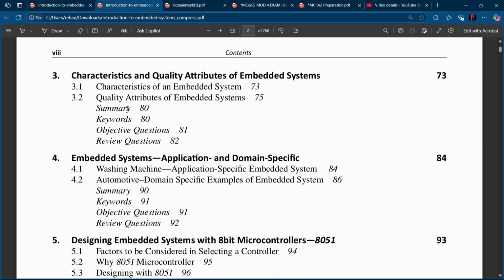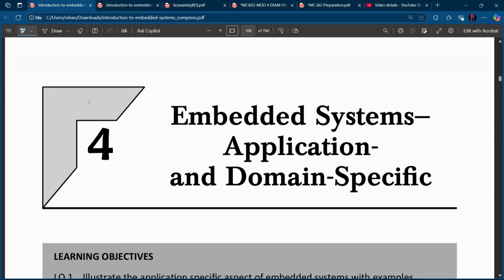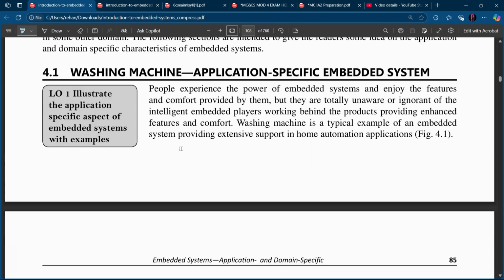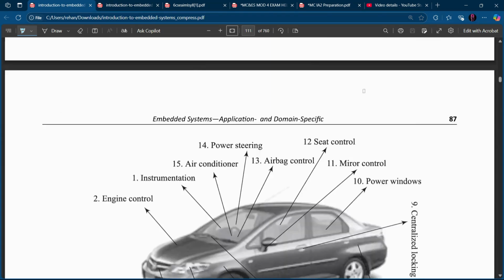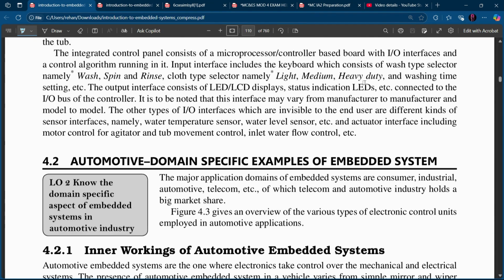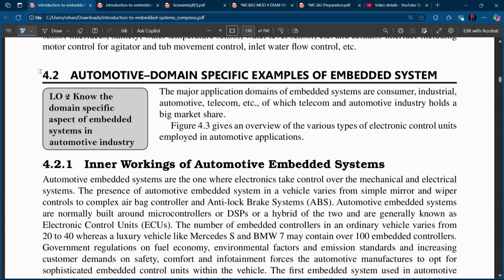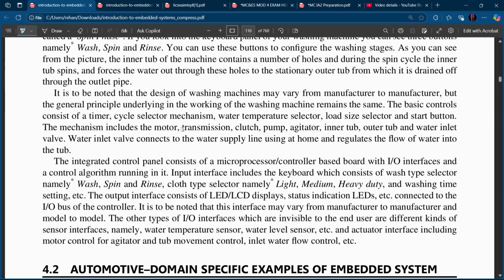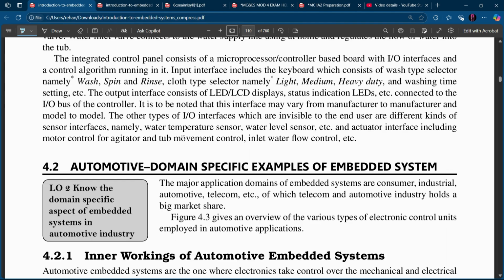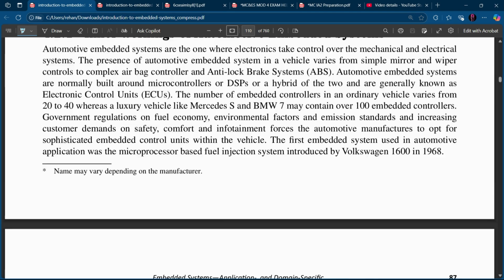If you look at the syllabus, we completed these two things. Now we have to move to these two things, and they also have little sub-parts. That's not a problem. In the syllabus, they have talked about washing machine, which is an application specific embedded system, and automotive, which is domain specific.